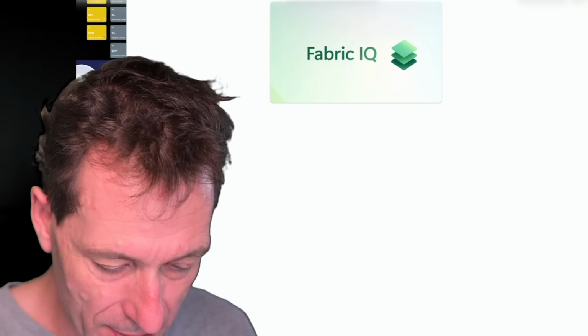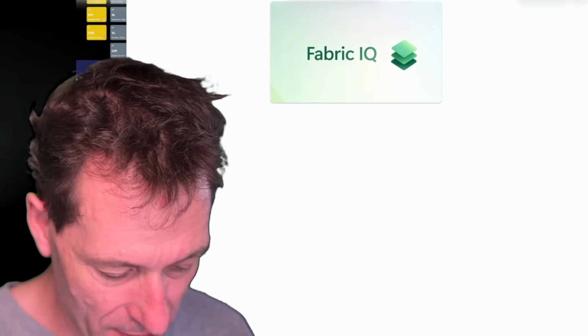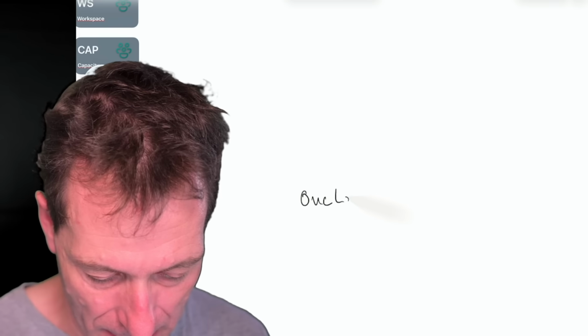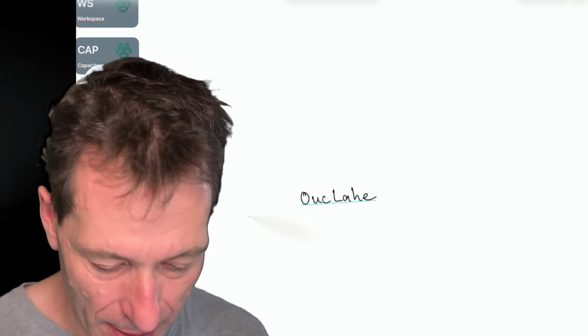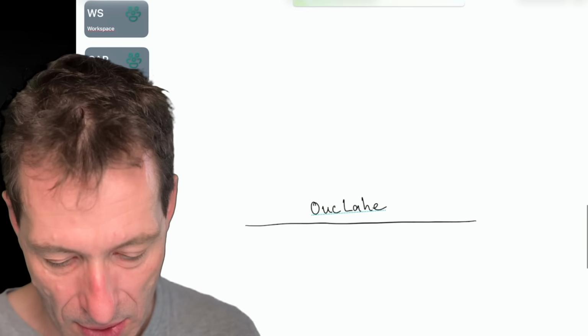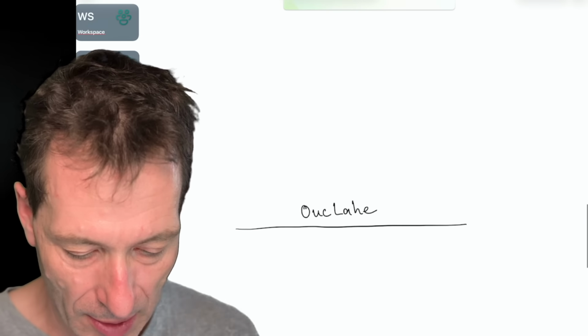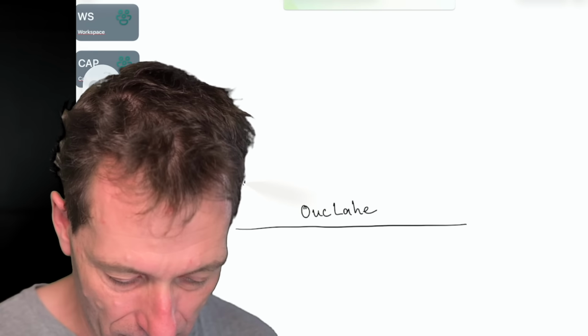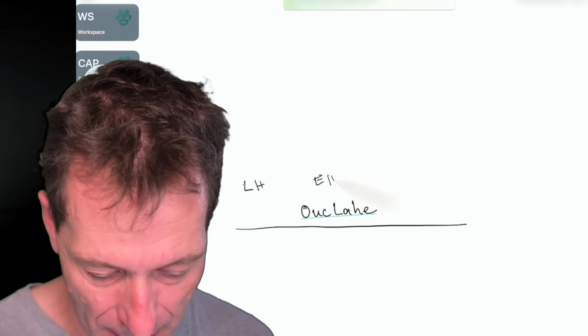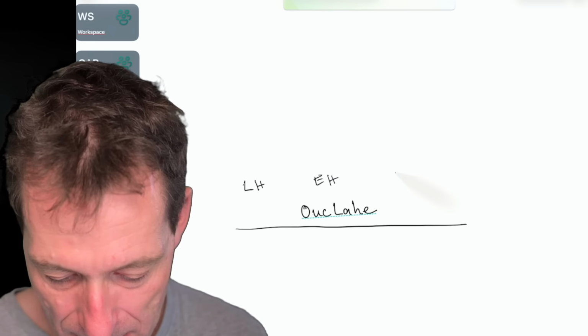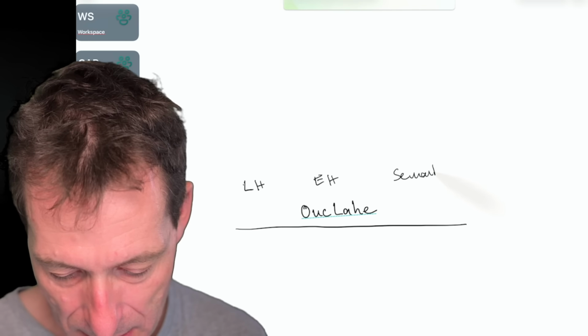So when we start off, we start as always with our OneLake foundation. So let's draw OneLake foundation, let's say here. So this is OneLake. It's our foundation. And in OneLake, you have some sources that can serve as an input for Fabric IQ. The first one is Lakehouse. The second one is Eventhouse. And the third one is a semantic model.